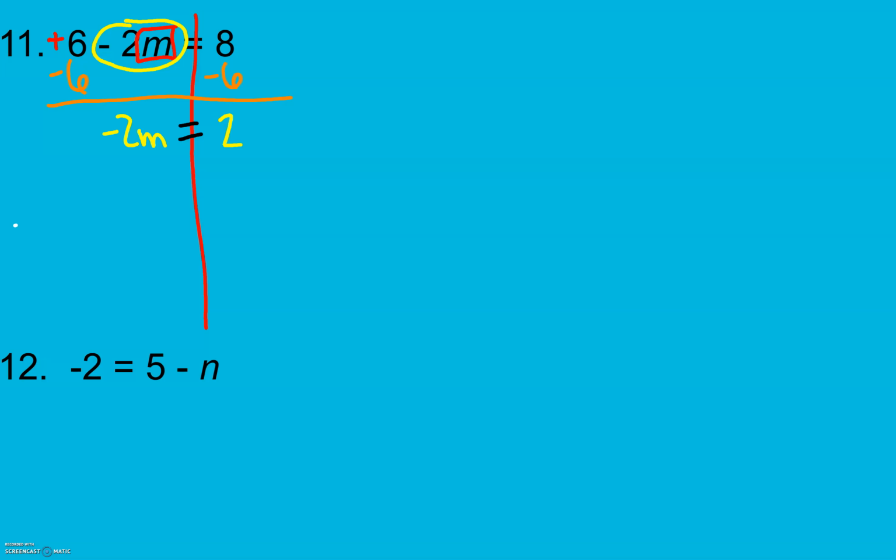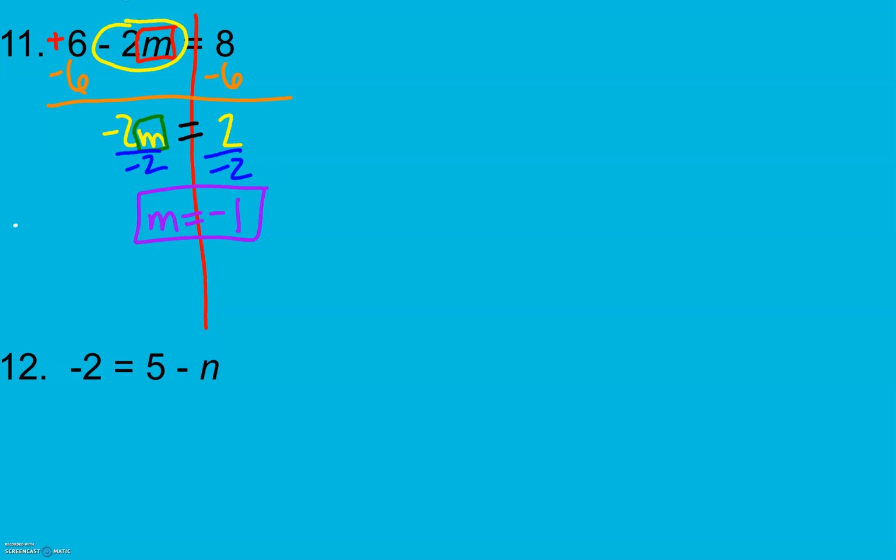Now, my variable is being multiplied by negative 2. So I get rid of multiplication by dividing. And if I change one side, I have to change both. Negative 2 divided by negative 2 is 1. 1 times m just gives me m. 2 divided by negative 2 gives me negative 1.